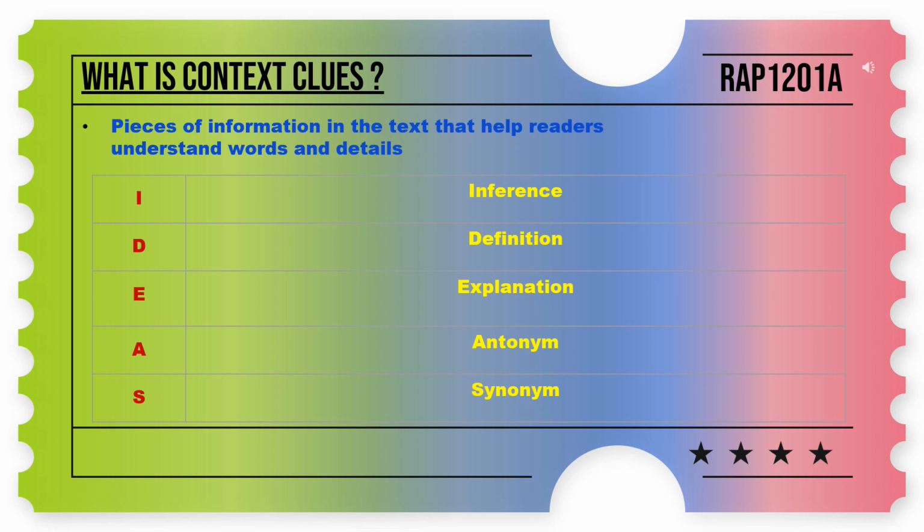What is context clues? Context clues is a piece of information in the text that helps readers understand words and details. For example, we use IDEAS: I for inference, D for definition, E for explanation, A for antonym, and S for synonym.